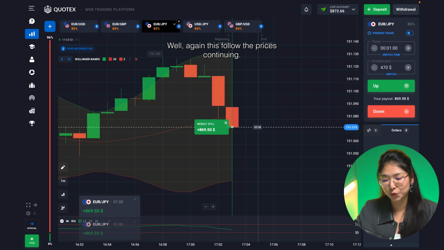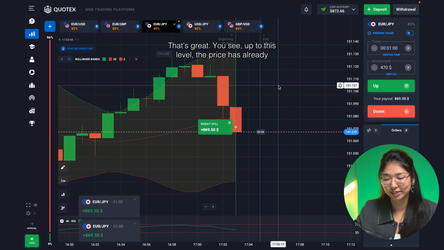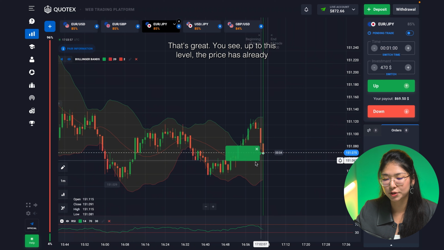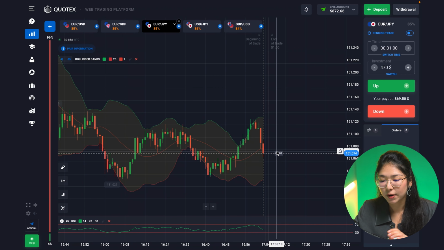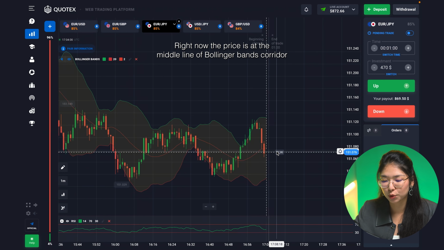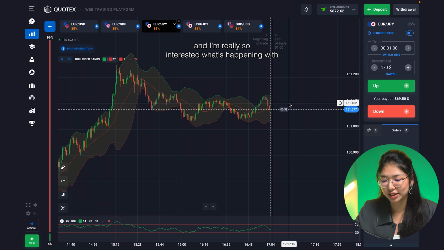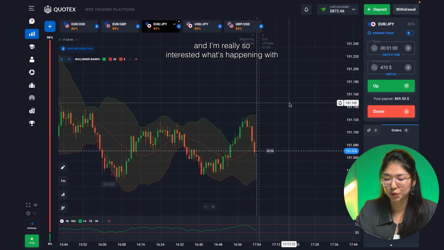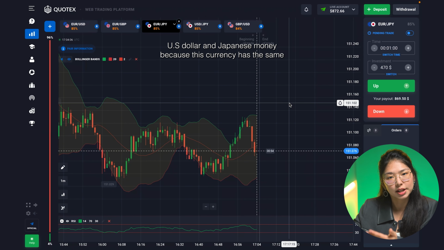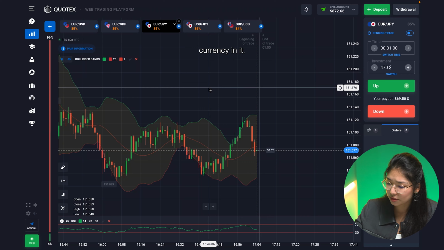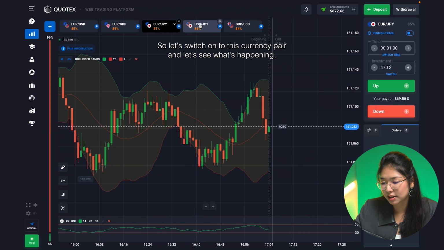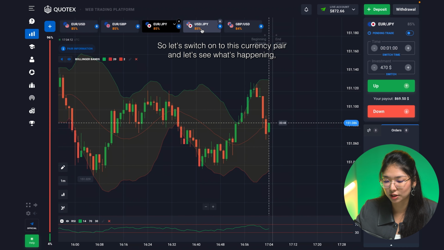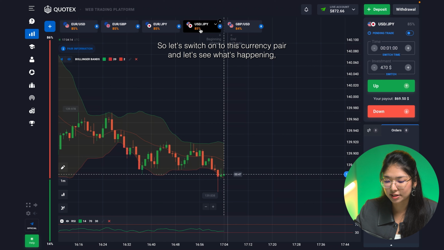Well, again, the price continues this fall. That's great. You see, up to this level, the price has already fallen, and that's amazing. Right now, the price is at the middle line of Bollinger Bands corridor, and I'm really interested in what's happening with US dollar and Japanese yen, because this currency pair has the same currency in it. So guys, let's switch to this currency pair, and let's see what's happening.